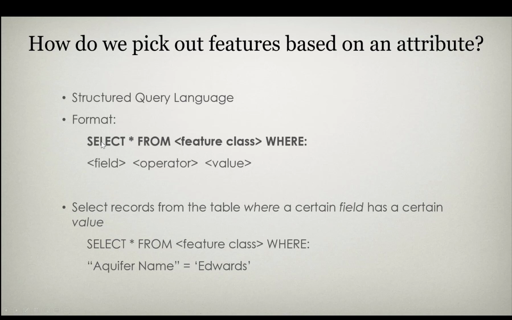Select features from the layer that you choose, where, and that's kind of the first part that you don't really look at in ArcGIS Pro, but select features from a layer where some field has some type of value, and it could be denoted by many different types of operators. So field operator value. So it could be aquifer name equals Edwards, or area is greater than 50, or population is less than 1,000,000, things like that. The operator is the type of comparison or equality that you're trying to look for.